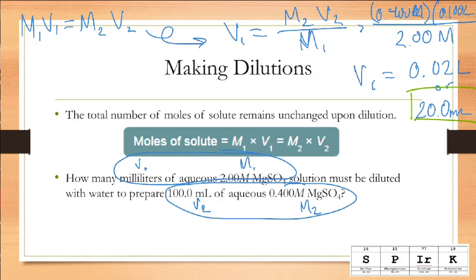So basically what we did was we had a 2 molar solution, which is more concentrated, and we wanted to figure out how we can dilute the solution to obtain a 100 milliliter solution of 0.4 molar. So what we solved for was how many milliliters of solvent we needed to add to dilute our solution.